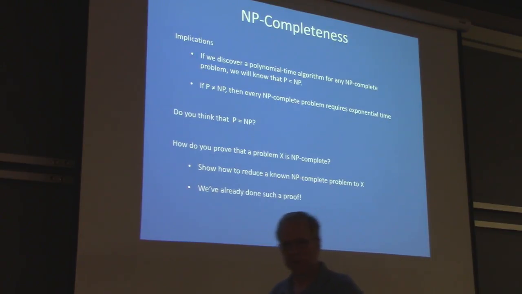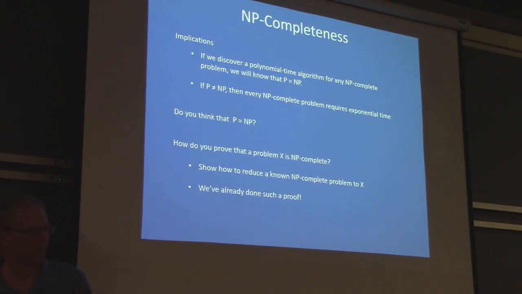Okay? There will be a question on the final similar to this. When you're proving something's NP-complete, do you reduce the known NP-complete problem to X, or do you reduce the other direction? And the answer is you reduce the known NP-complete problem to the candidate, not the other way around. People like to get that backwards.